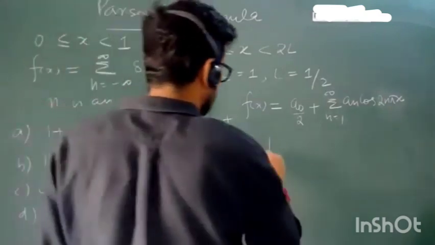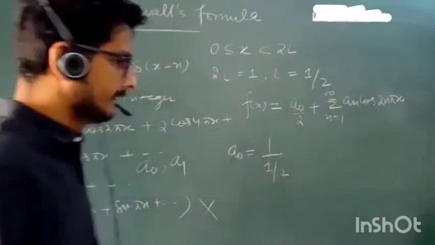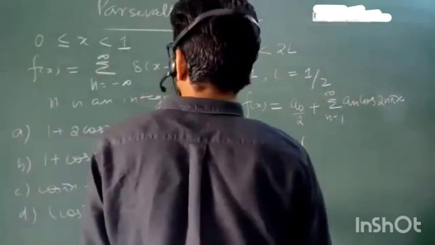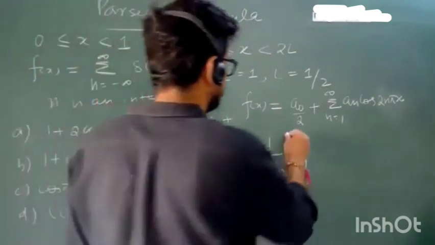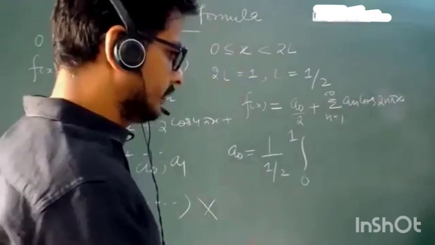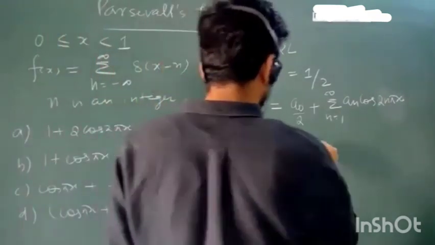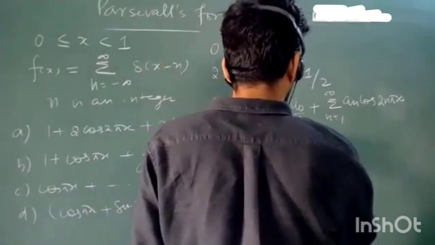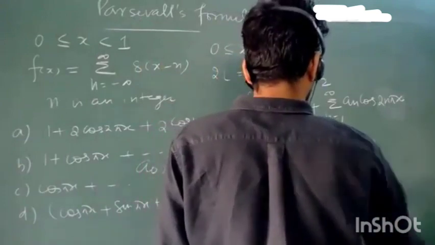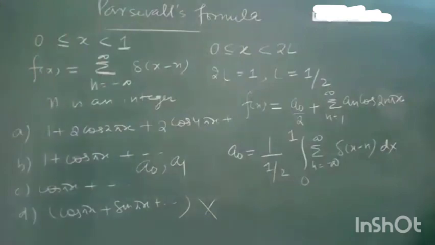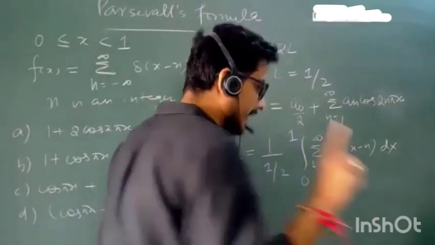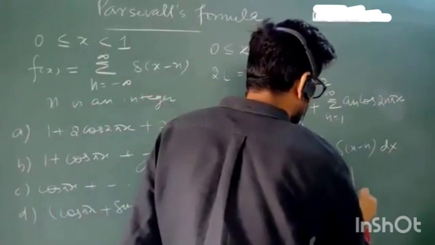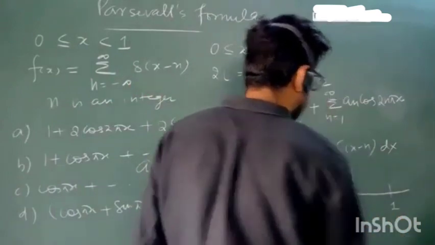क्या होगा? 1 by L integral 0 to 1, 0 to L, and f(x), which is summation n is equal to minus infinity to plus infinity delta(x minus n) dx. Please see this. Now अगर आप ध्यान से देखो तो इस डेल्टा फंक्शन में ये जो वैल्यूज हैं सिर्फ एक वैल्यू ही इसके रेंज के बीच में आएगी. देखो ध्यान से. This is 0, this is 1.